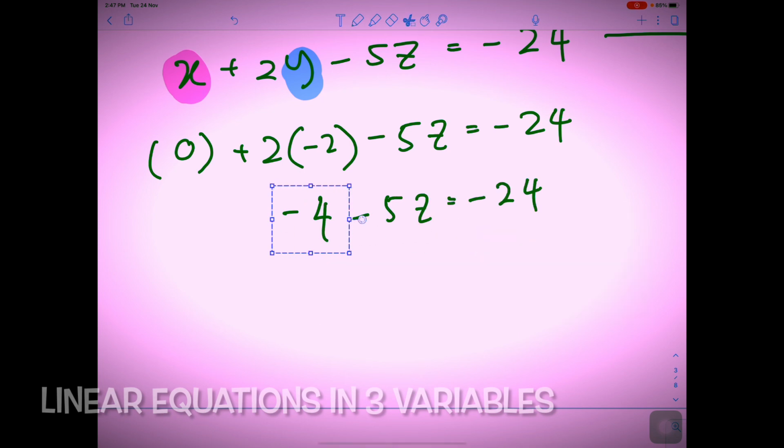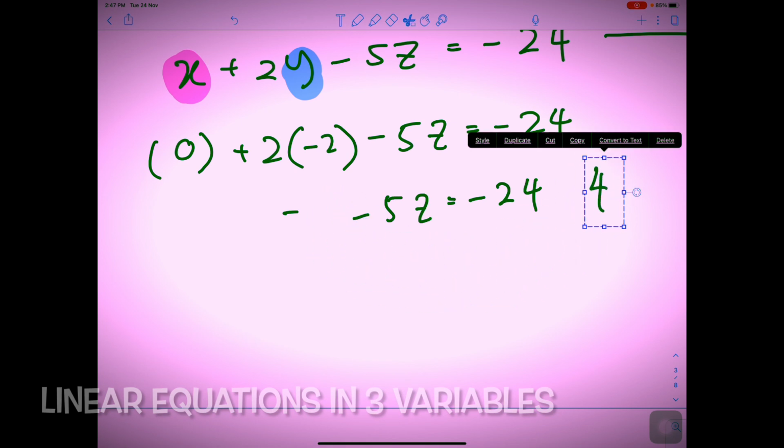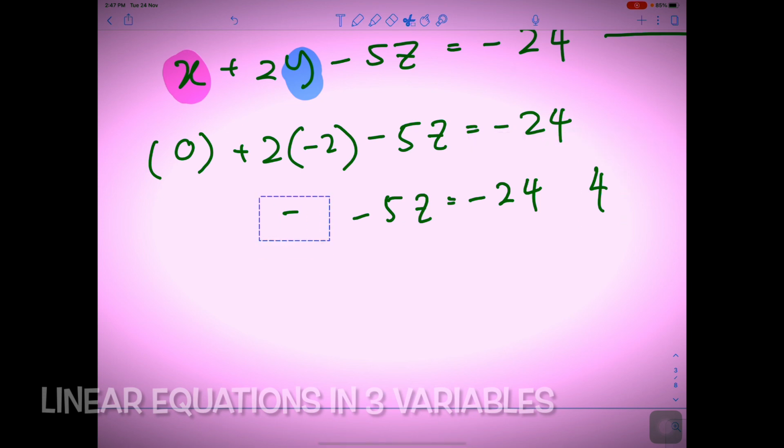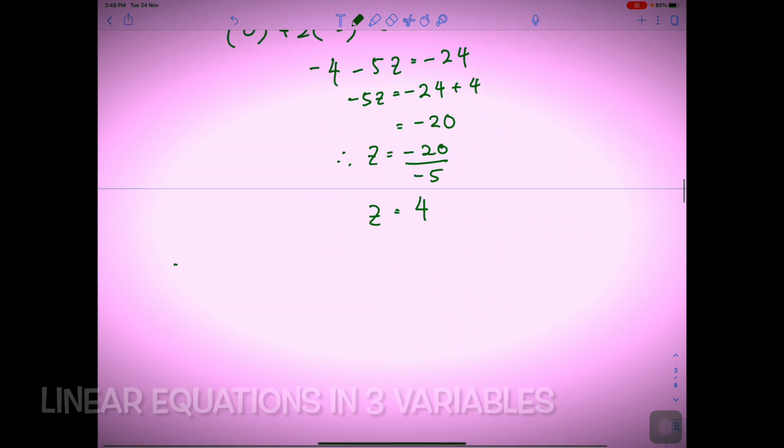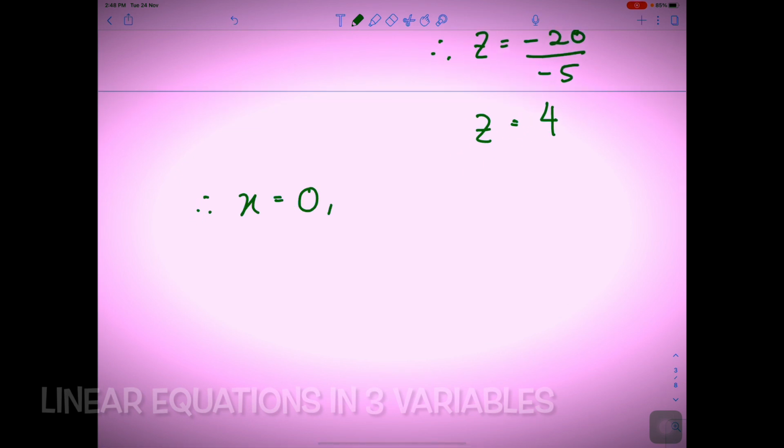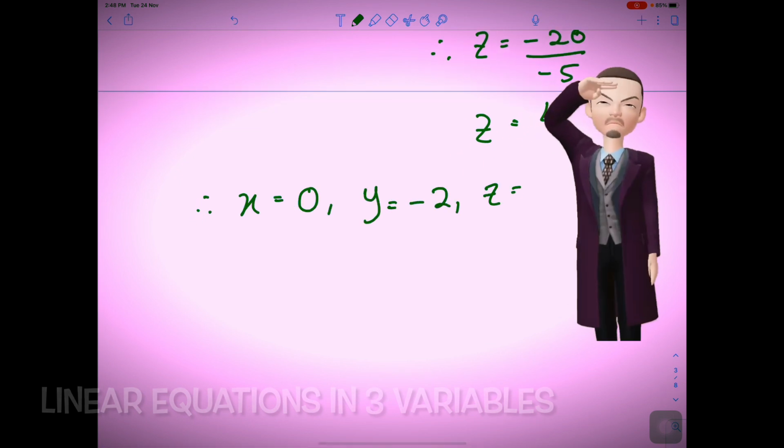Bring 4 to the right hand side. Because this is negative, bringing it to the right hand side it becomes addition. Therefore negative 5z equals negative 24 plus 4, equals negative 20. Therefore z equals negative 20 over negative 5, z equals 4. So our conclusion: x equals 0, y equals negative 2, and z equals 4.